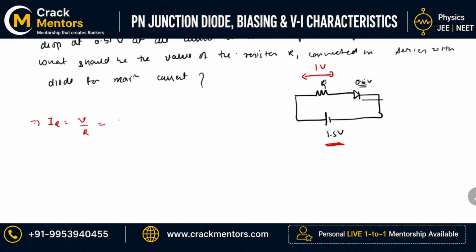Now what is the value of this? So V is equal to 1 by R. Now I can say that R is equal to 1 by I. Now I have to find the value of the I. How can I find the value of the I?